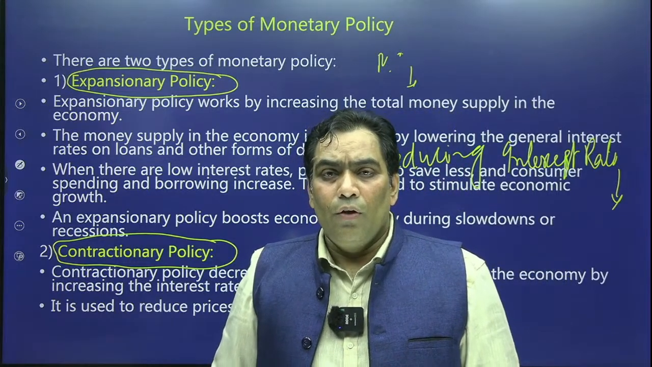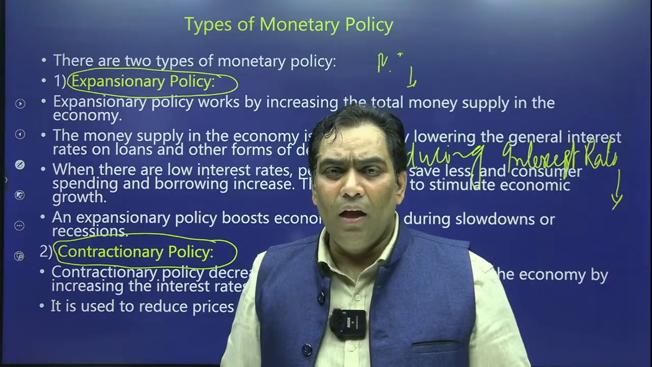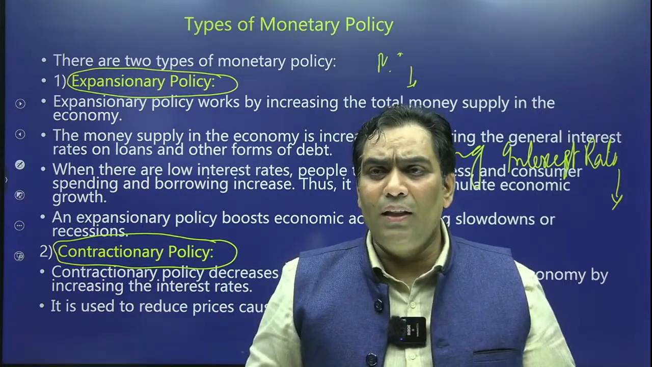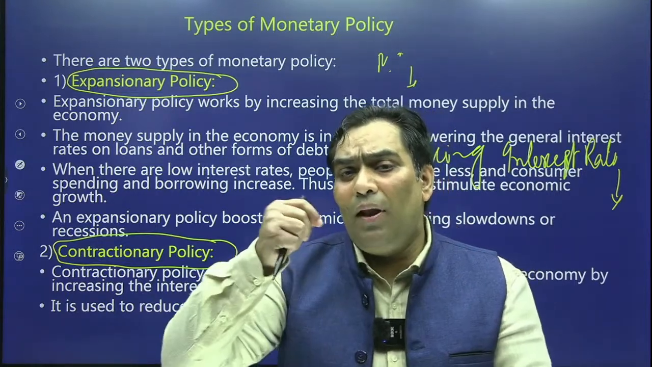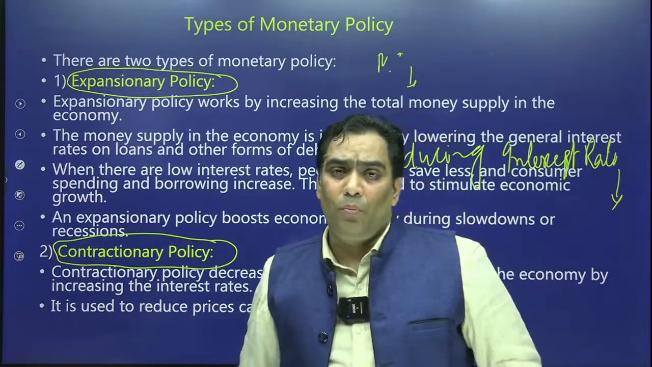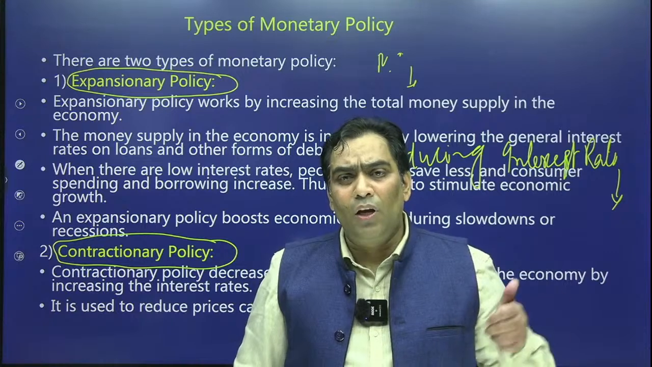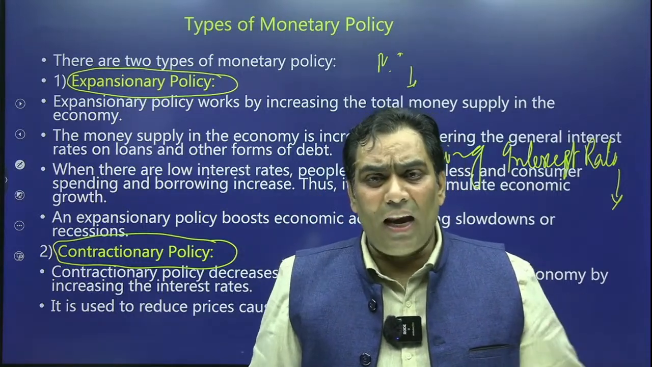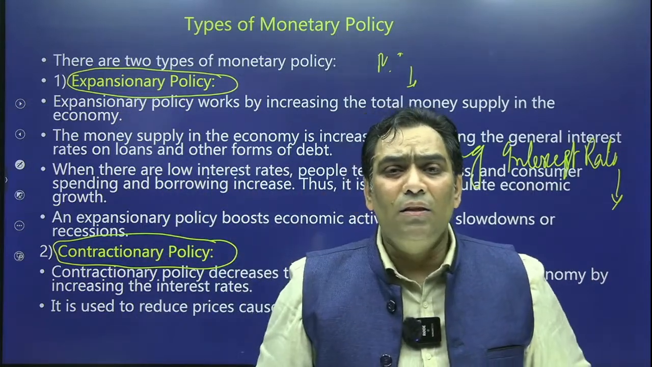So, when there is scarcity of money supply, that means money supply is less than required, then there is slowdown in the economy. And in order to increase the economic growth rate, RBI will increase the money supply in the economy. And how? By reducing the interest rate in the economy. By reducing repo rate, reverse repo rate, bank rate, SDF rate, by reducing CRR, by reducing SLR. That type of policy is known as expansionary monetary policy.